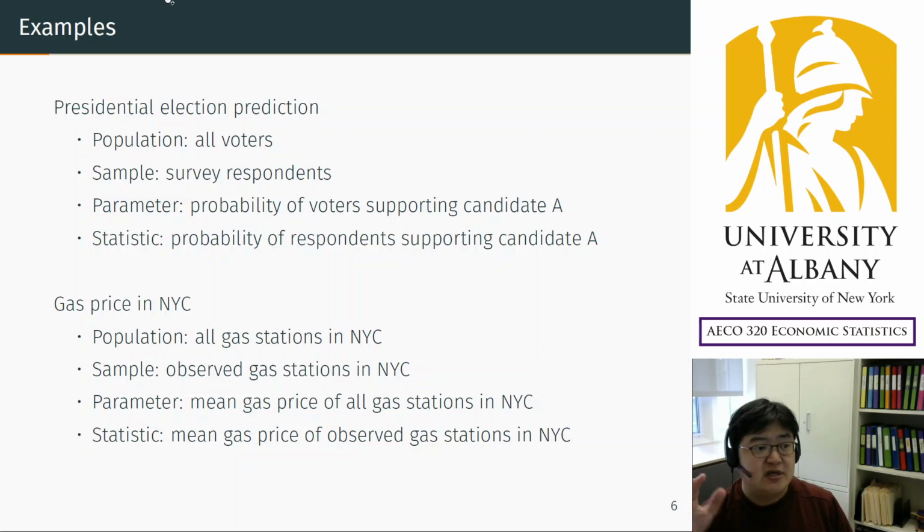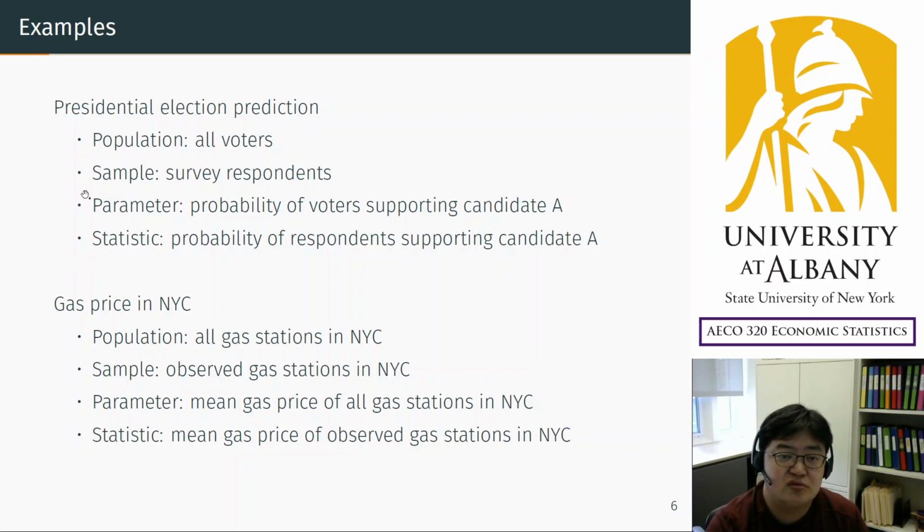That's the main difference. If you could observe all the voters, then you know everything. So you know the parameter, and you don't need any statistical inference. But because we cannot observe all voters, what you can do is take a sample and calculate some statistic which can be used to guess the parameter.